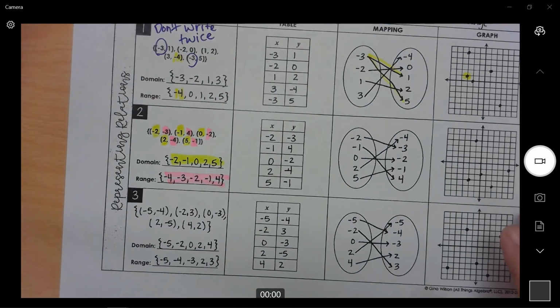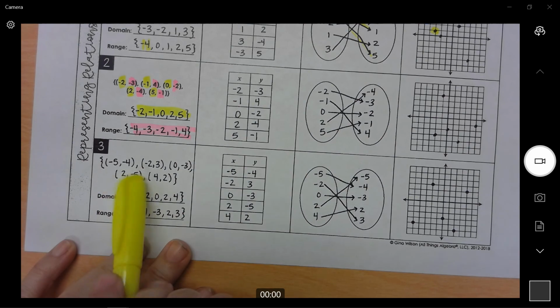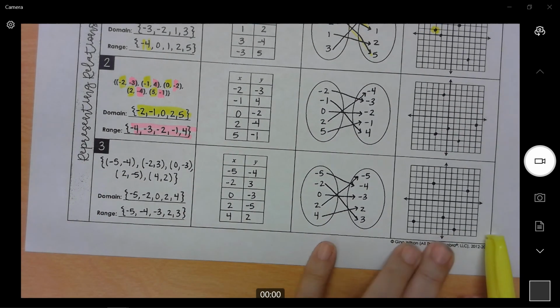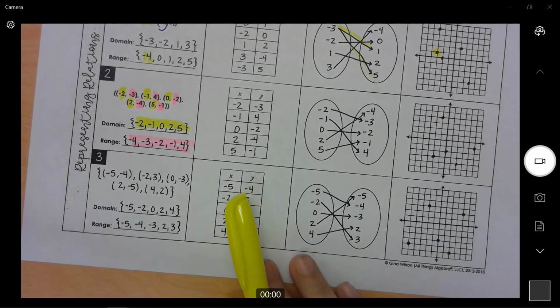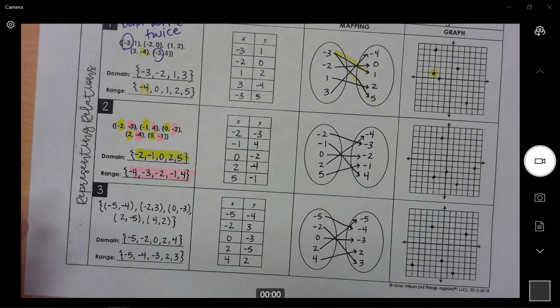And then we have another final example. Again, we have ordered pairs, tables, mapping, graph. Those are the 4 ways that we can actually show what's going on with a relation and with a function.